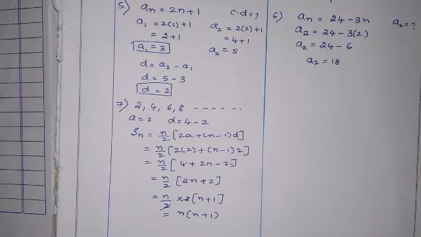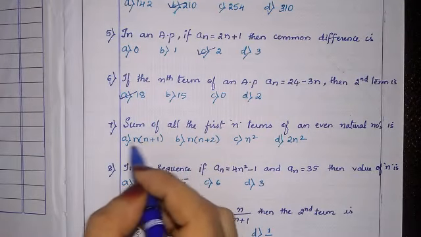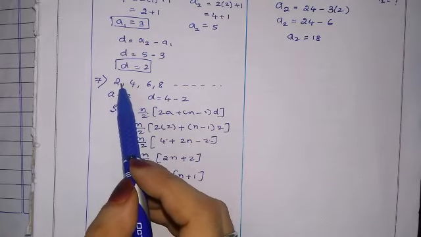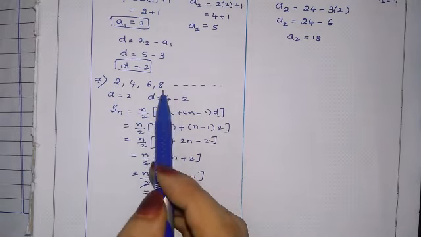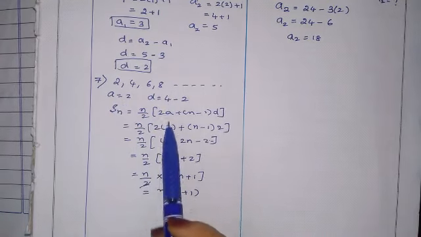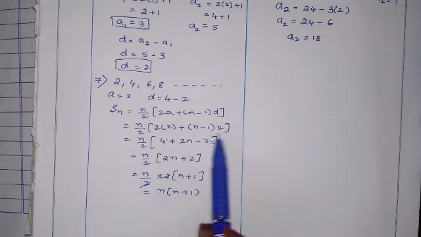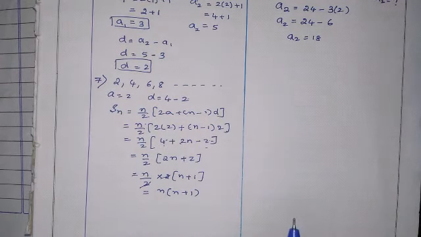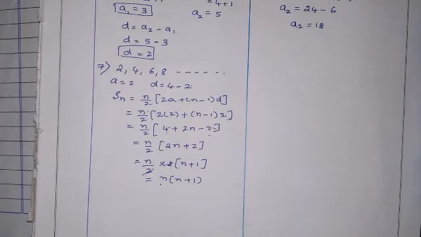Sum of all the even natural numbers: n into n plus 1 is the correct answer. Why? Because we got it. Here they have told us all even natural numbers, 2, 4, 6, 8. So a is 2, d is 4 minus 2, and we substituted in the formula. How many numbers are there, n, we don't know. But the sum of the even natural numbers is n into n plus 1.